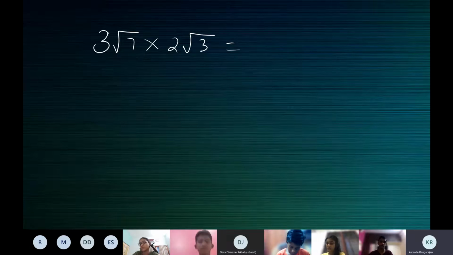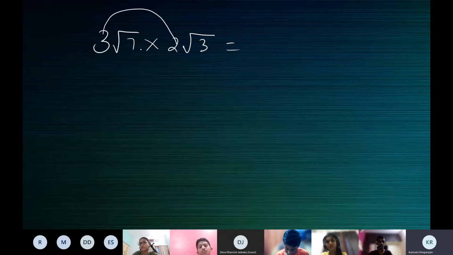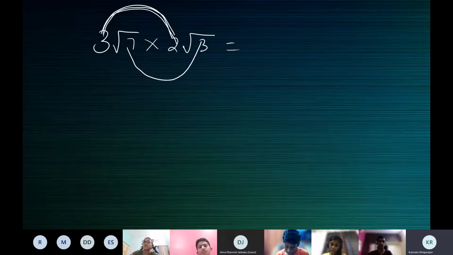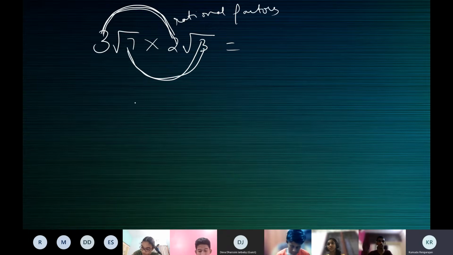And how do you multiply? Like you multiply the numerals there, here also you multiply the rational factors. These are the rational factors. These are the irrational factors. These are the rational factors. And these are the irrational factors.